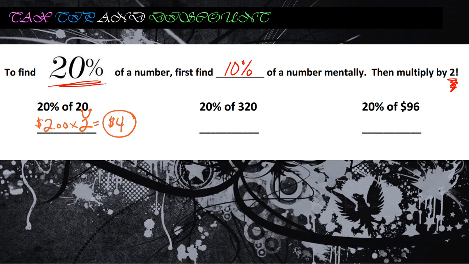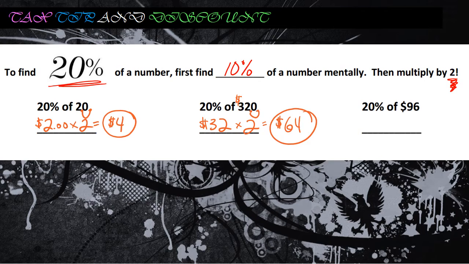So let's do 20% of $320. When we do this, we take our decimal, move it one place value to the left. So our 10% discount is $32, but since we're doing 20%, let's multiply it by 2 to give us a total discount of $64.